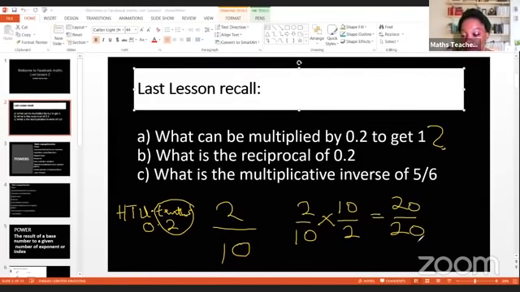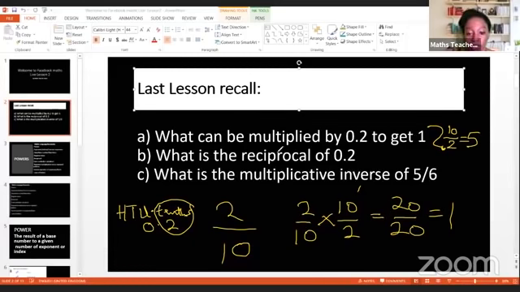Now this is the same thing as saying 20 divided by 20, or how many lots of 20 in 20, which is 1. So what can be multiplied by 0.2 to get 1? The answer will be 10/2, which is the same thing as 5. So that will be the answer to that question. I hope you now remember that, because we did the reciprocal of 2/10, we were able to know that the reciprocal times the number we were given, or the fraction, when we multiply it together, you get 1.